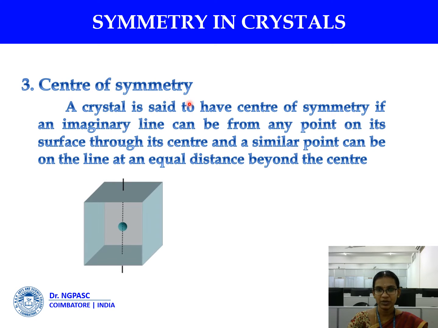Next, center of symmetry. A crystal is said to have a center of symmetry if an imaginary line can be drawn from any point on its surface through its center, and a similar point is found on the line at equal distance beyond the center. Here the line is passing from this side to the center, and beyond that center is an equal distance. Both have equal distance. Therefore, the crystal has a center of symmetry.